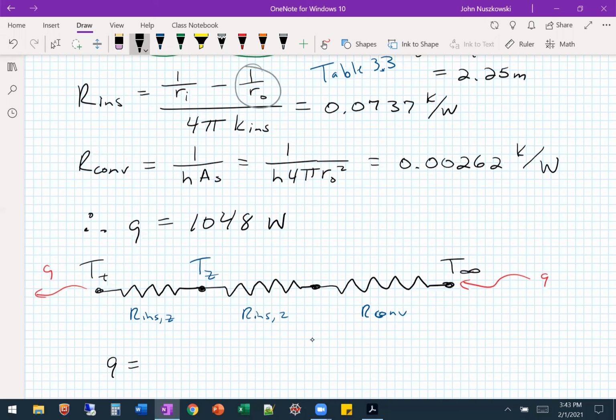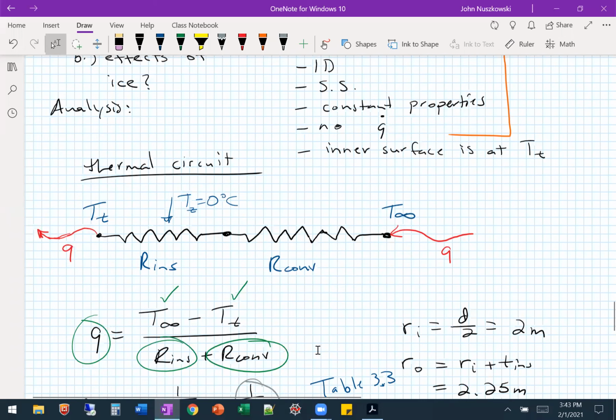Was there a question? Yes. From the right side, we know what T infinity is, but the point between R insulation and convection, is that temperature also going to be TZ, or something else? It'll be something else. The temperature is dropping as we go from here to here, so there's always a delta T for the heat to move from right to left. At this point it's a higher temperature than this point, which is higher than this. You can work your way through.